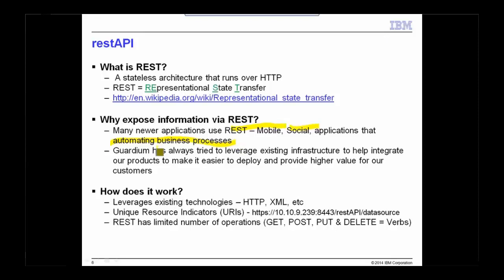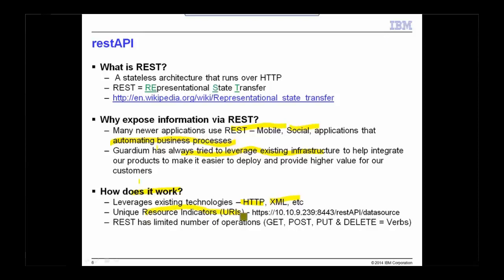So as you know, Guardium always tries to leverage whatever the existing infrastructure is that our customers use, to make it easier for you to integrate our system so that you can accomplish the tasks that you need to deal with. How does it work? It leverages existing technology like HTTP, XML, and so forth, and JSON. And it works on unique resource indicators, URIs.